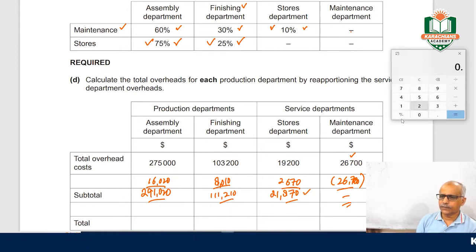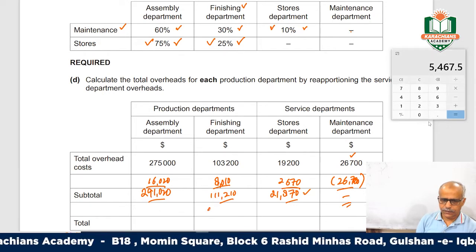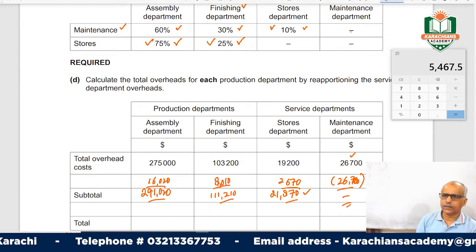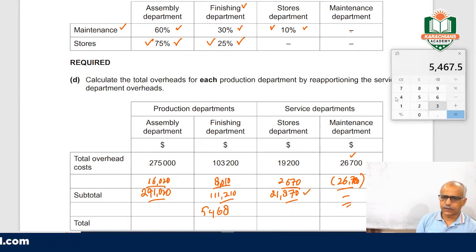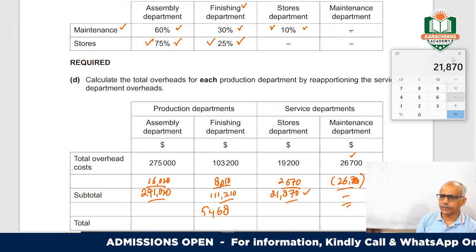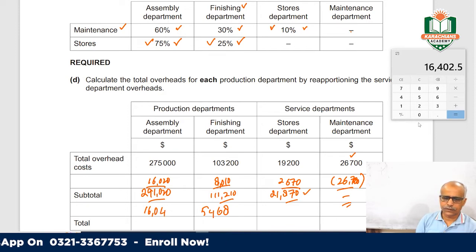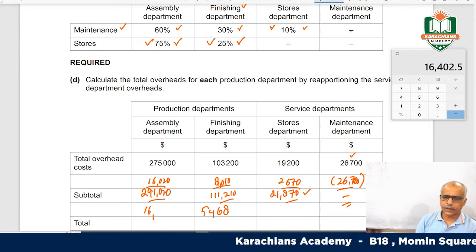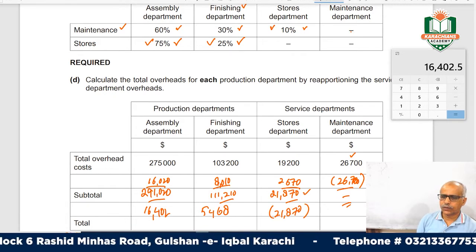21,870, its 25% will go to finishing, which is 5467, sorry, 5468 rounded. And 75% of 21,870 is 16,402, which will be charged to assembly. So this 21,870 you will charge this way.